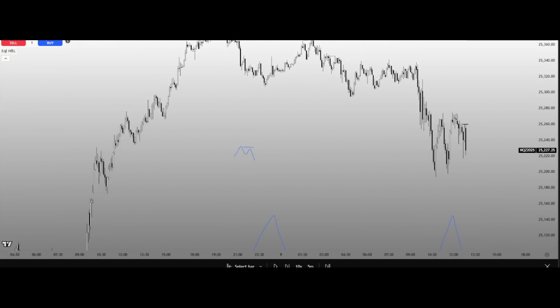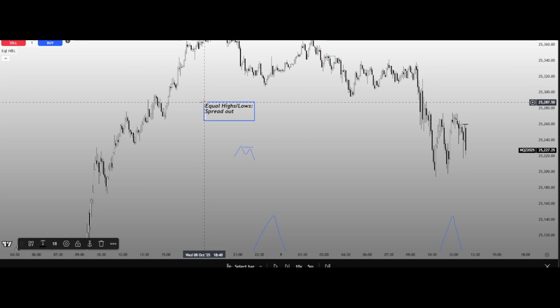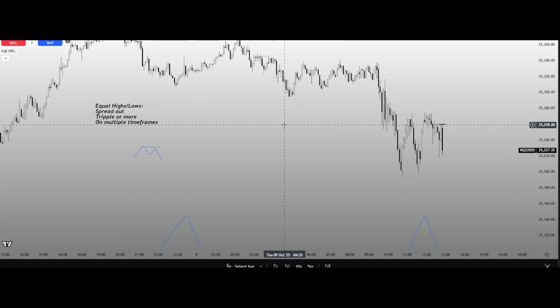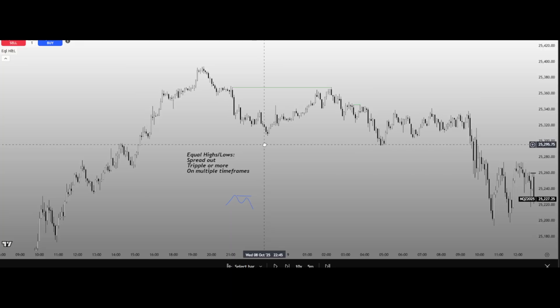So what you want to be using for equal highs, the equal highs and lows hierarchy, right? You want them to be spread out. If they're triple or more, that's really, really good, right? If these are triple equal highs or more, that's a very good draw on liquidity. And on multiple time frames, right? If you see the equal highs on the 1 minute, 2 minute, 3 minute, 5 minute, etc., that just keeps increasing the rating of the equal highs and making them a better draw on liquidity, right?